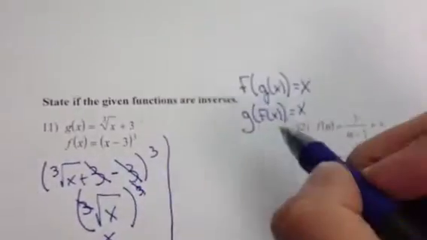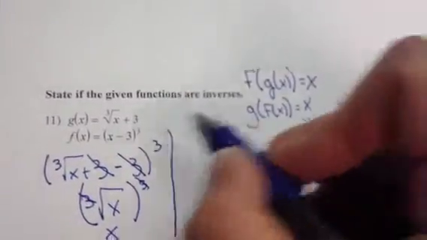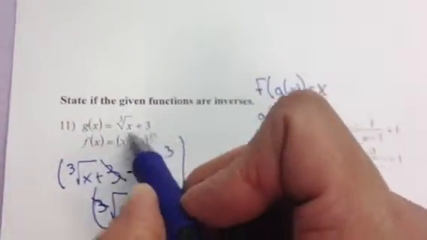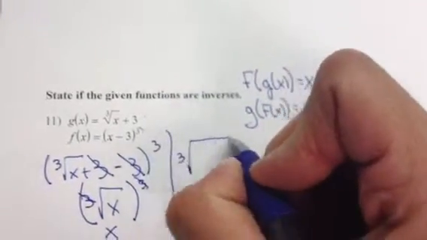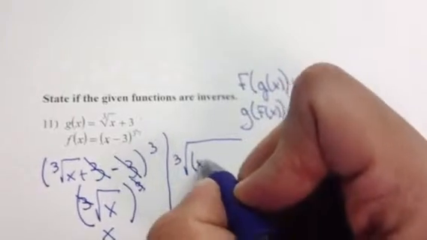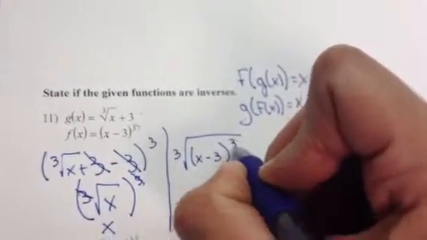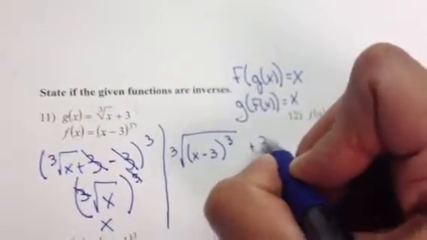Now I'm going to do the other way. I'm going to take f and put it into g. So this time all of this is going in for that x. So the cube root will still be there. But instead of x, we'll go all of this. And then the plus 3.